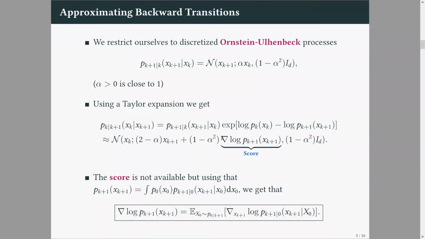So at least we have an approximate expression for the backward Markov transition kernel that appears in ancestral sampling, but we're not done yet because we don't have access to those marginal distributions P1, P2, Pk plus 1, and so on.